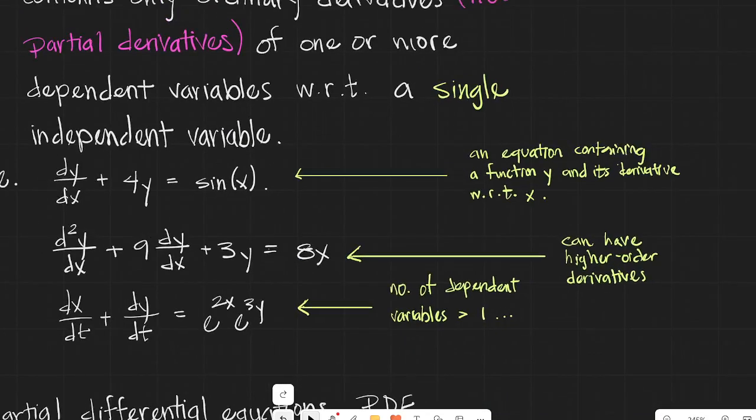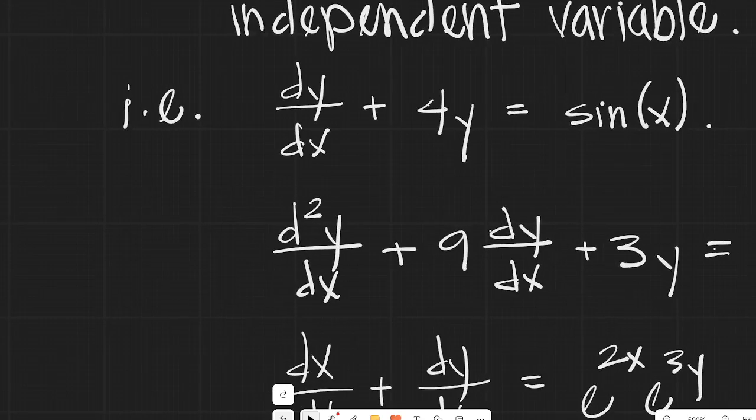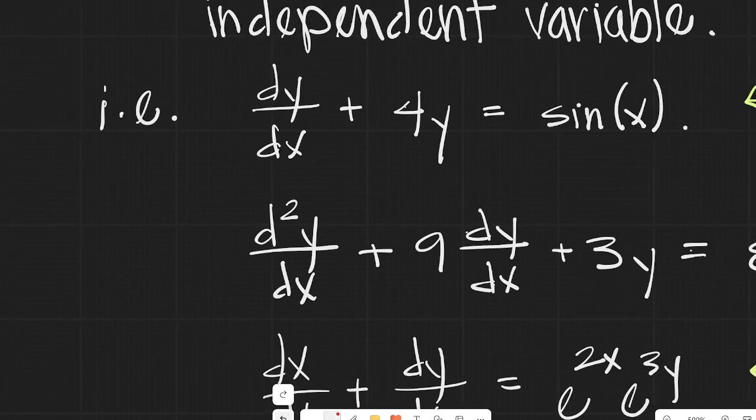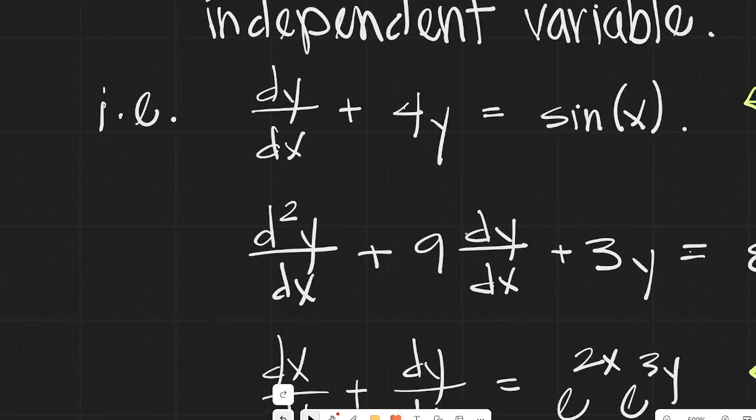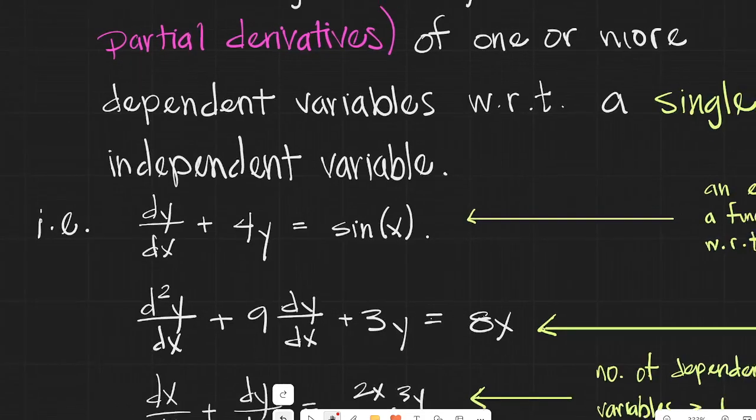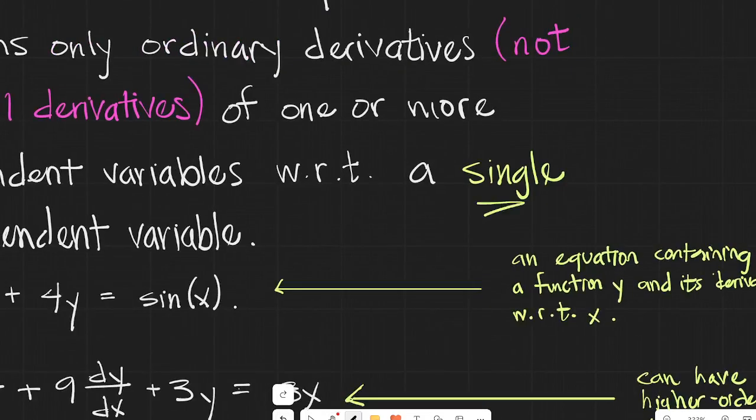So this second one here shows that we can have higher order derivatives. These are still ordinary derivatives. They're just higher order derivatives of that same function with respect to a single independent variable, right? Just like it says right here.